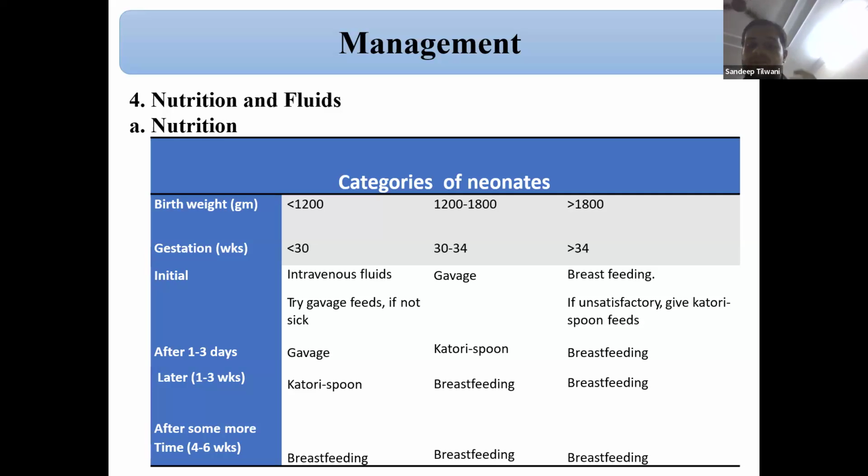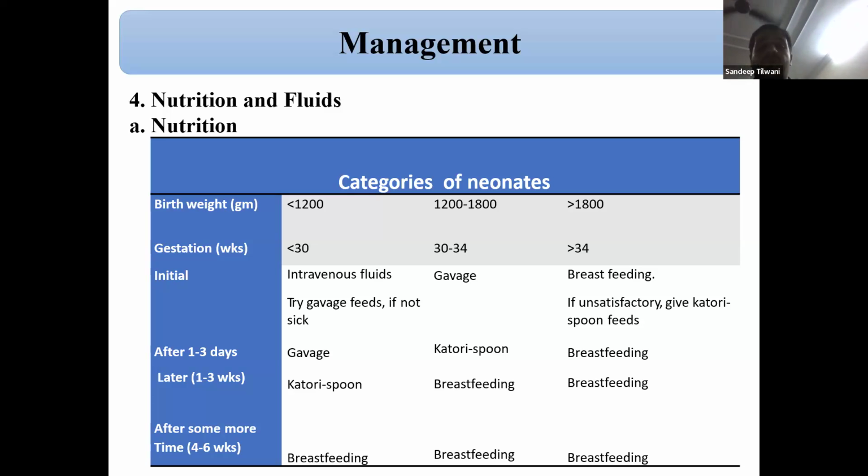Okay, so whenever you are caring for the low birth weight babies, regarding the feeding, there are certain things we have to decide. First is, what is the type of feed we want to give to these babies. Ideally, keep this in mind, the best milk for all the babies is MOM, that is mother's own milk.